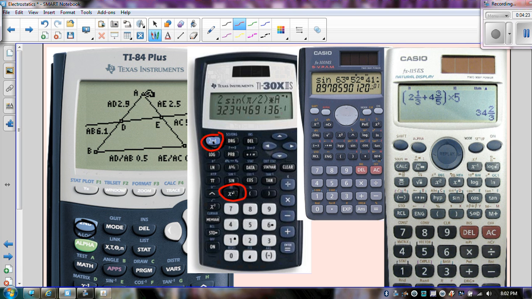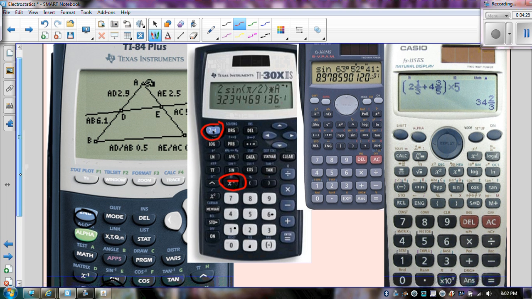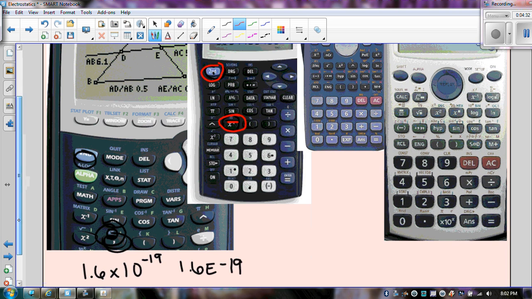And then you're going to hit this button right here. So you pop up that EE again, and it's going to be the exact same thing as the graphing calculator, because they're both TI products and they have them programmed the same way. So it'll pop up 1.6, and then when you hit the second and then the EE button, it'll pop up with the E. And then you'll type in negative 19 and go on your merry way.